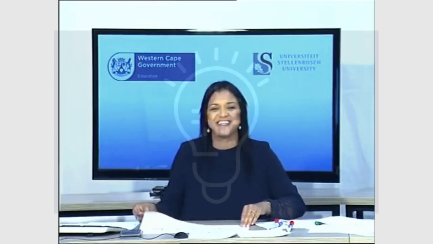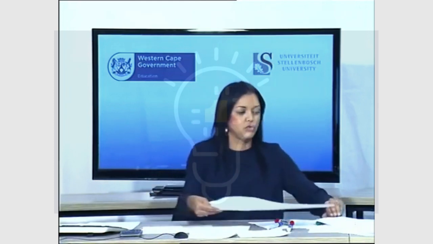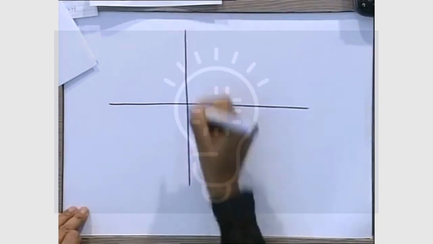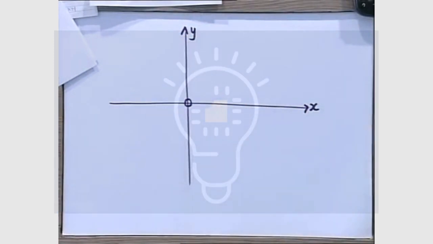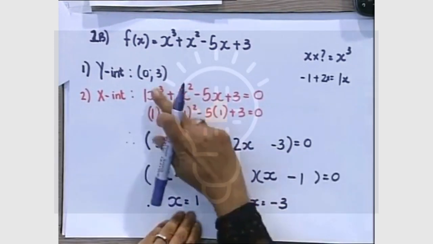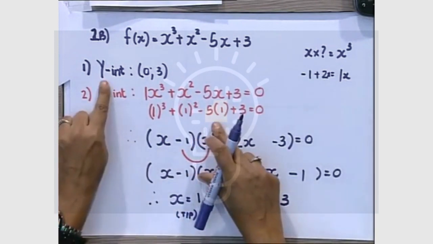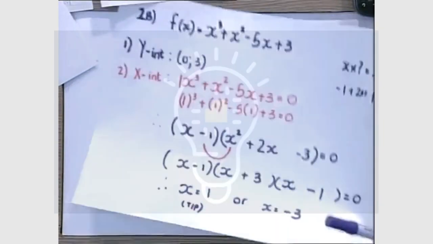I'm quite excited to see what my graph is going to look like, and I hope that your graph is also looking like mine. Draw your y-axis, your x-axis, and your origin. Because I want to do something else with you also this afternoon, let's just do this roughly. That's my y-axis, my x-axis, and my origin. Okay, let's plot everything that we found. Our y-intercept was 0 and 3. Right, everybody, plot your 0 and 3.